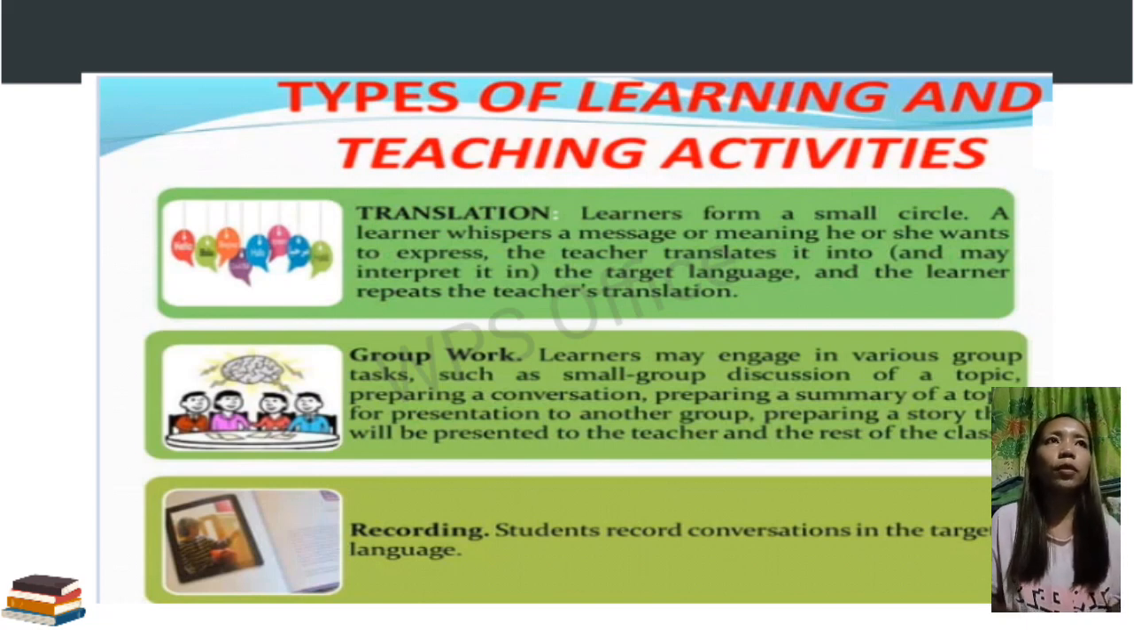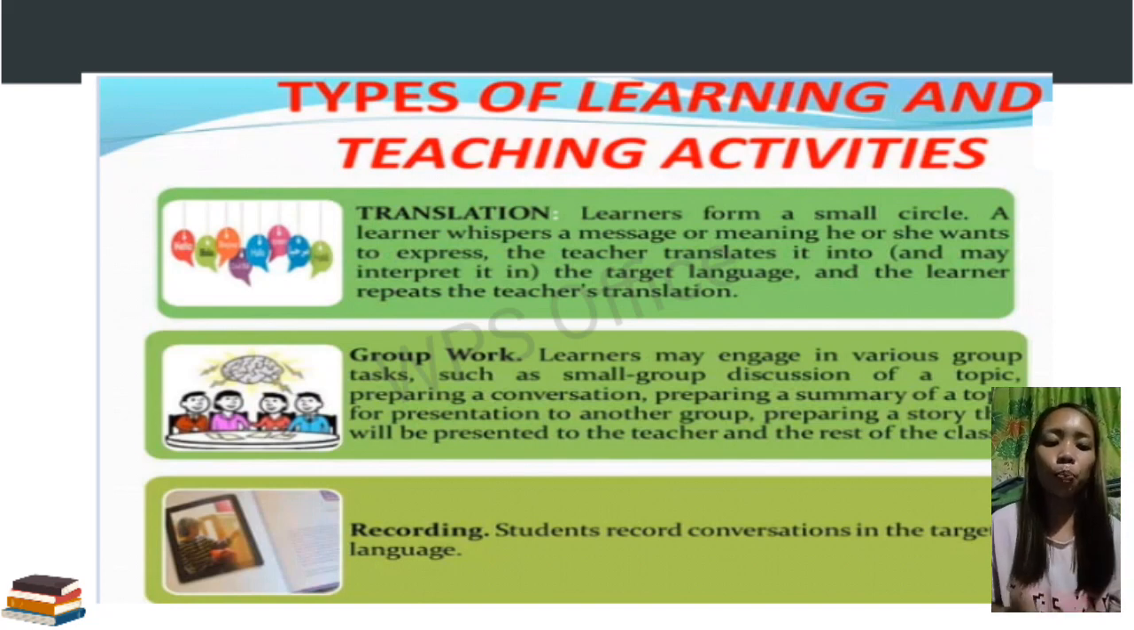For example, a student will whisper a certain sentence using their first language, and the teacher will translate it to the target language, which is the English language. That is called the translation type of learning.